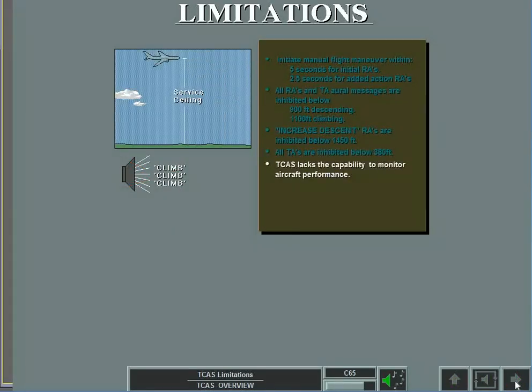TCAS cannot monitor aircraft performance. In some cases, you may not have enough climb performance to follow a climb or increased climb RA without flying into stall warning or buffet. TCAS does not know about this.